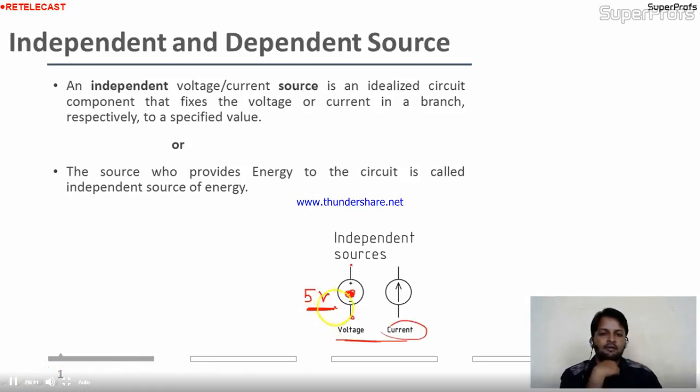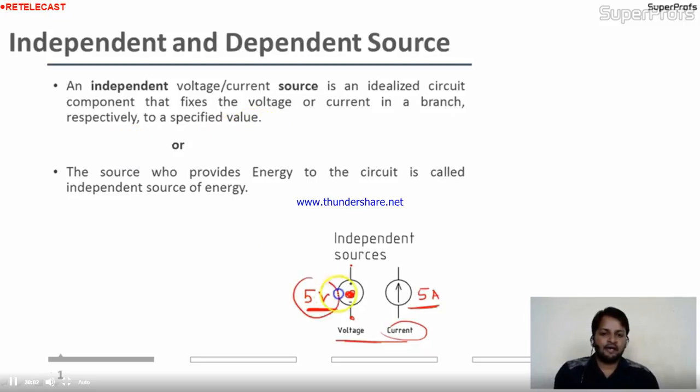We can't control this value. If this is 5 ampere, it will deliver 5 ampere in the circuit. We can't control this. So these are the independent sources of energy. An independent voltage or current source is an idealized circuit component that fixes the voltage or current in a branch respectively to a specified value.